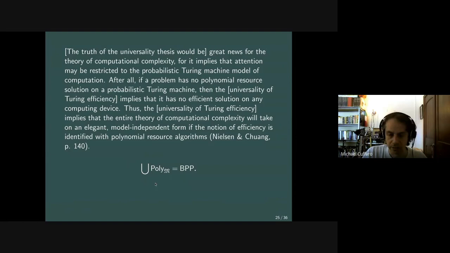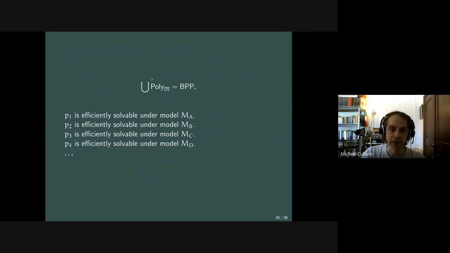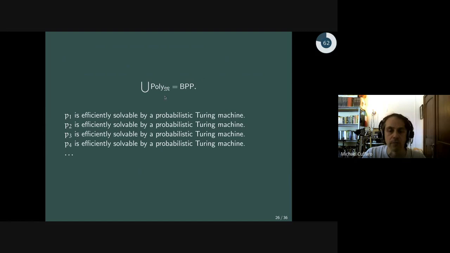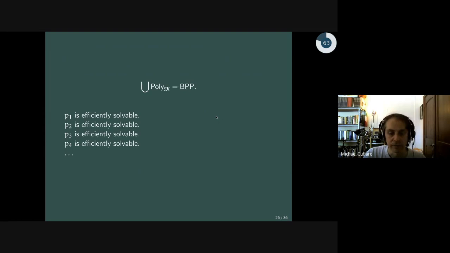And so, given that this is true, if we have a series of statements such as: problem P1 is efficiently solvable under the model MA, problem P2 is efficiently solvable under the model MB, and so on, then we can just replace that with: P1 is efficiently solvable by a probabilistic Turing machine, and similarly for P2 and P3 and P4 and so on. Eventually we'll just get tired of saying this and leave it off, and we'll just say P1 is efficiently solvable, period.